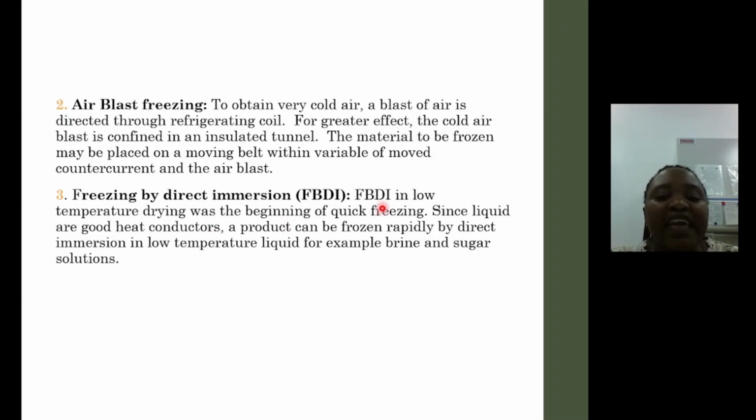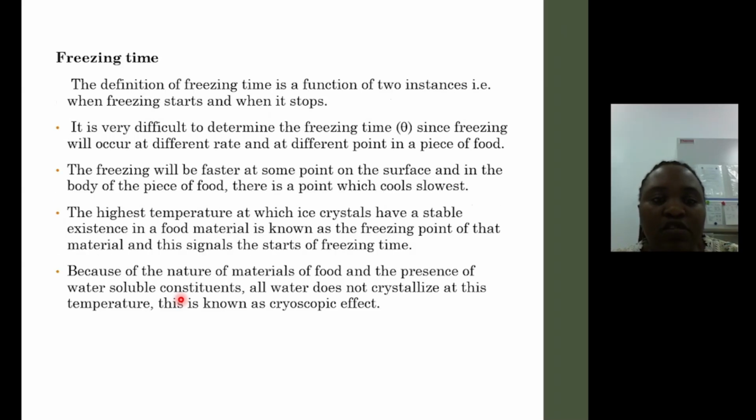Then freezing by direct immersion. In low temperature drying was the beginning of quick freezing. Since liquids are good heat conductors, a product can be frozen rapidly by direct immersion in a low temperature liquid, for example, brine and sugar solution. So you place your food in brine and sugar solutions.